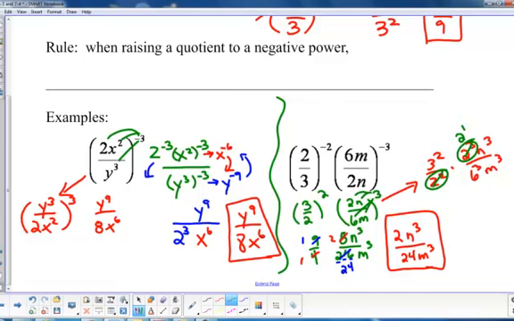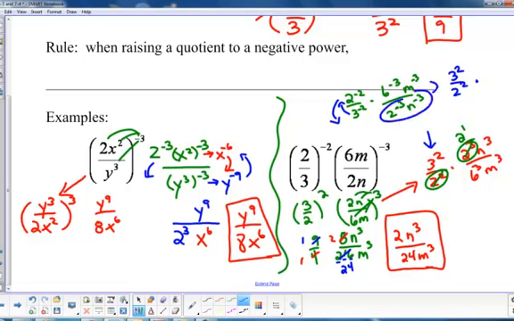And then if you left it all negative, you would have 2 to the negative 2 over 3 to the negative 2, times 6 to the negative 3, m to the negative 3, over 2 to the negative 3, n to the negative 3. And then you would move every single thing. That moves down, and that moves up. So 3 squared over 2 squared. We're going to end up right where we are right here, times this whole thing moving up, 2 cubed n cubed, and this whole thing moving down, 6 cubed m cubed. So again, you're ending right there.